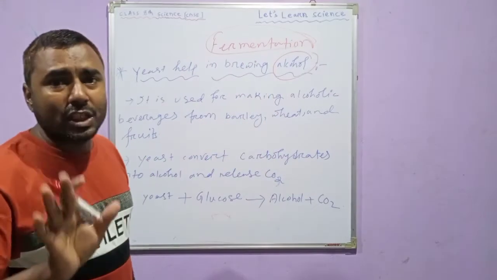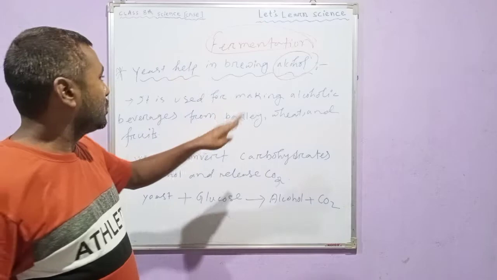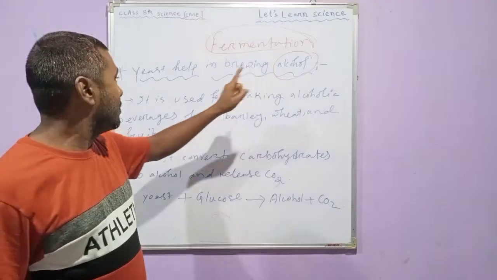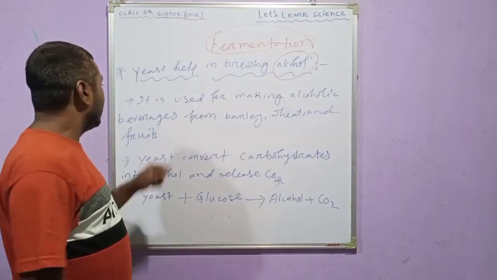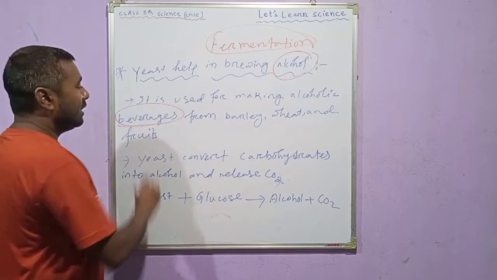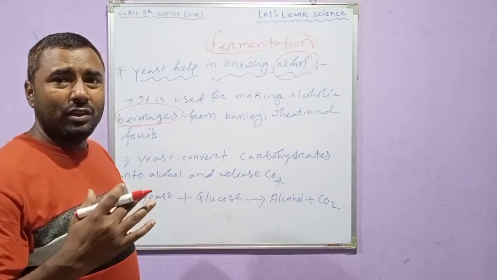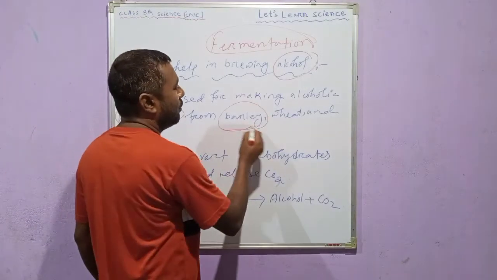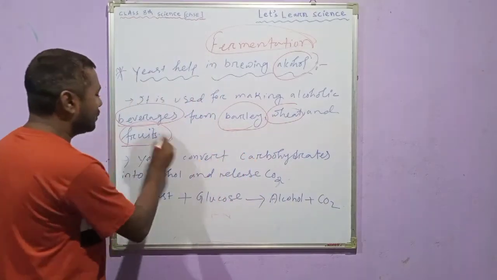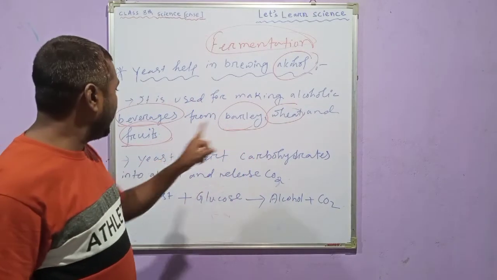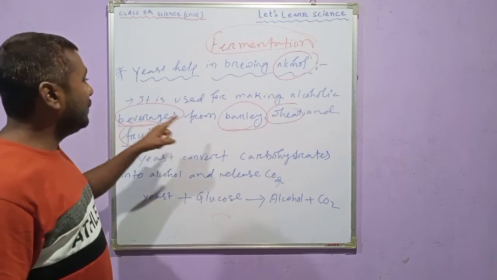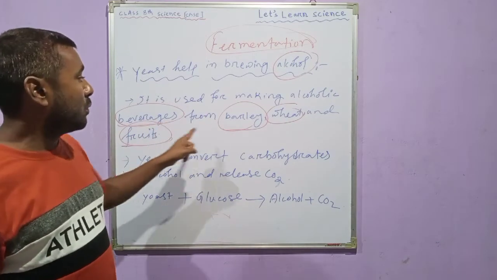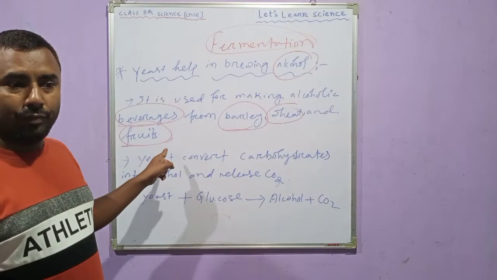By this process of fermentation, what happens? Alcohol is produced. Different types of brewing alcohol are produced by this particular process, that is fermentation. It is used for making alcoholic beverages, not only wine, beer, right? Different types of alcoholic beverages are prepared from barley, wheat, and different kinds of fruits.